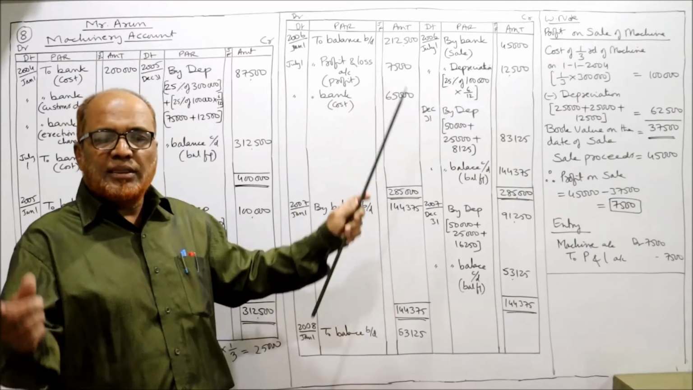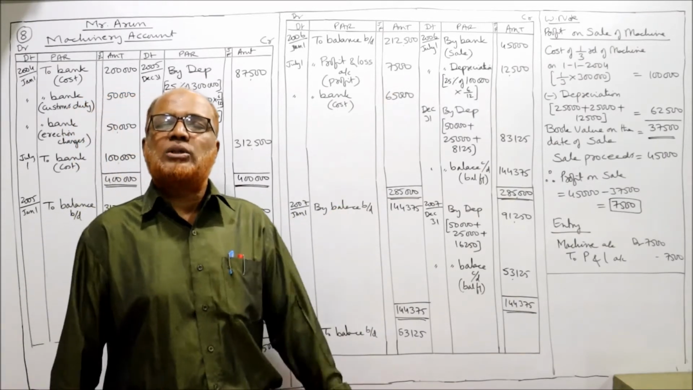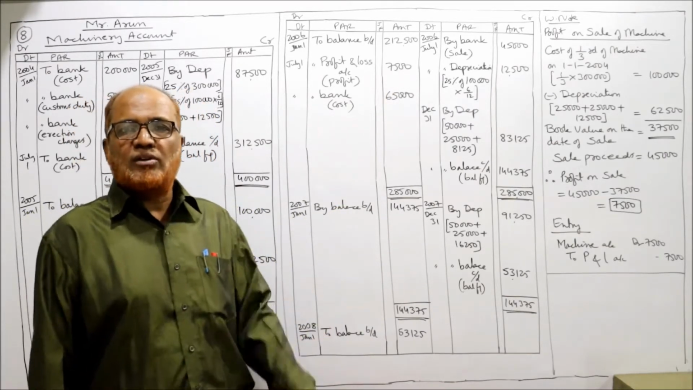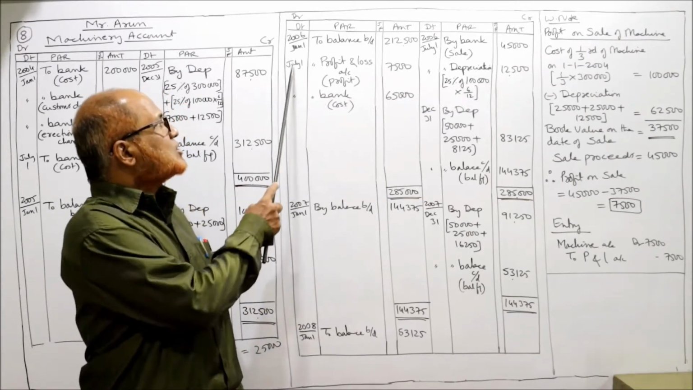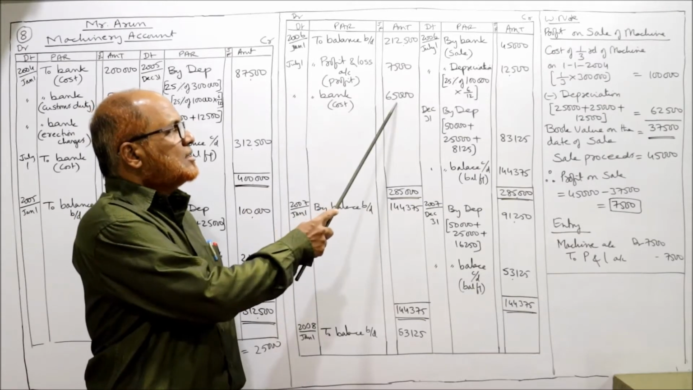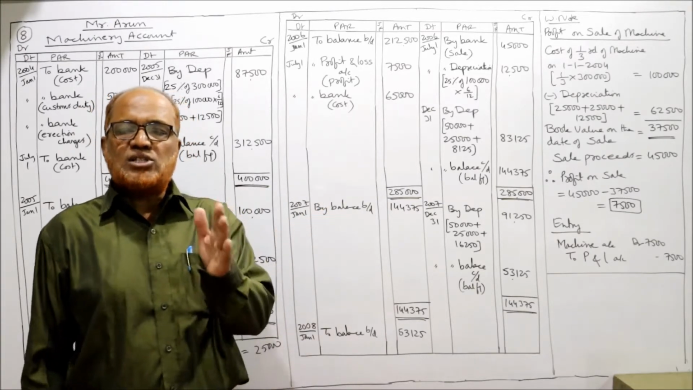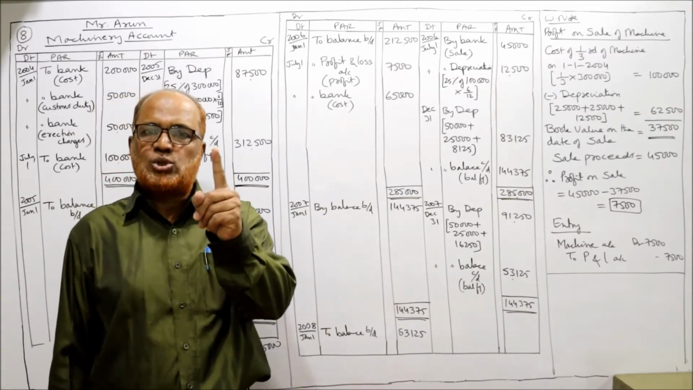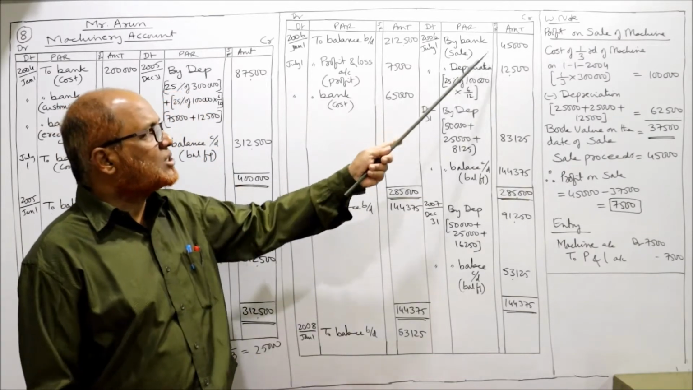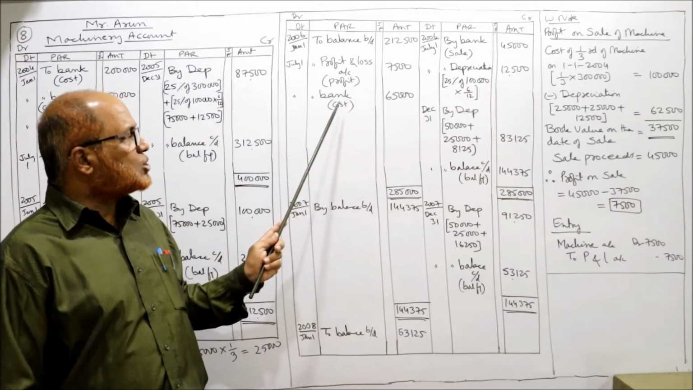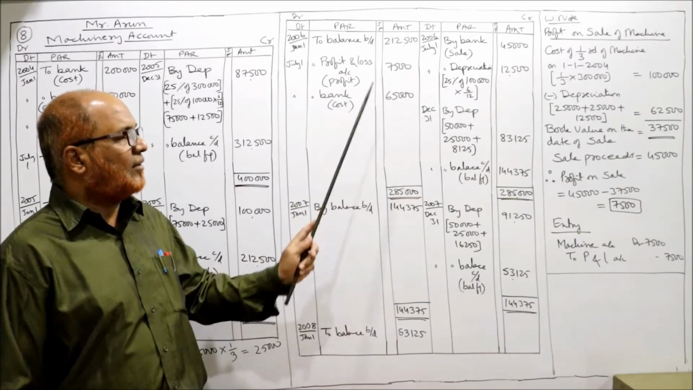Over. On the same date, 1st July 2006, another machine was purchased for 65,000. So on the debit side, 1st July to bank, cost 65,000. So on 1st July 2006, one machine sold, another machine purchased. For the machine sold, we have taken 3 entries here. And for the machine purchased, we have taken 1 entry.